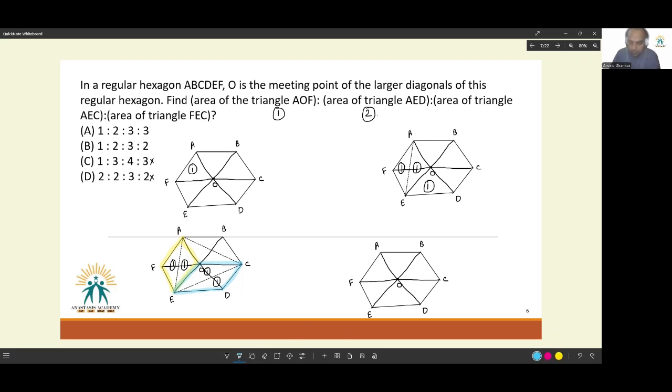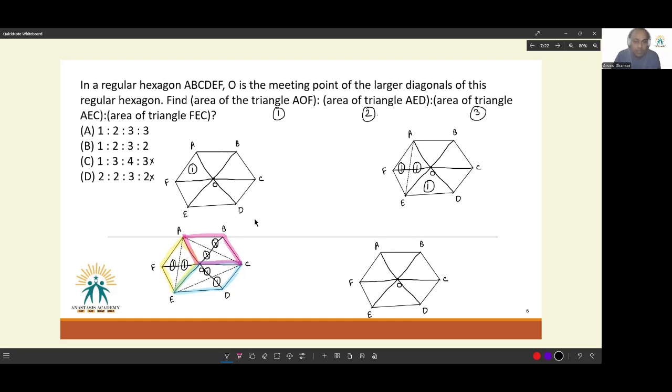And then finally, I'm guessing some of us would also already be seeing this rhombus, this rhombus. This will have an area of 1. This will have an area of 1. So area of triangle AEC will be 1 plus 1 plus 1. Or area of triangle AEC will be 3.